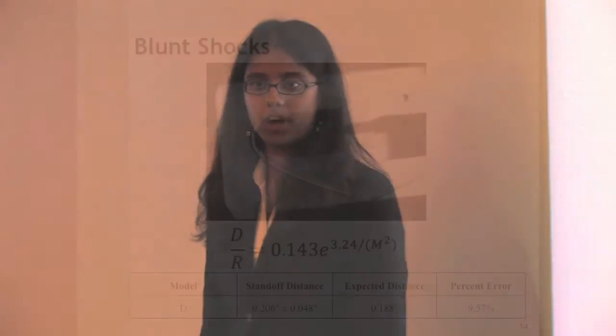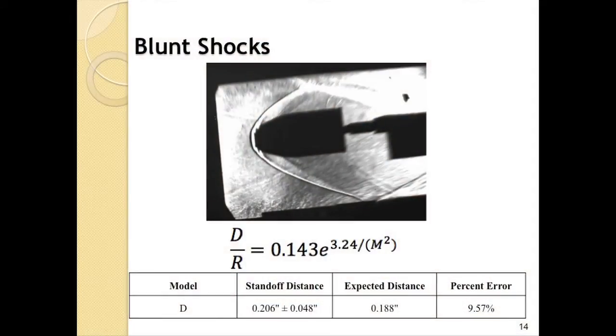And this is our blunt model, the first one that we tested. Now this model, the way it was created was there's a front face, and there's angles starting at 50 degrees tapering off to 0. And we were able to treat this as a spherical object in the front. So here we used a spherical equation for standoff distances to test what the standoff distance would be.